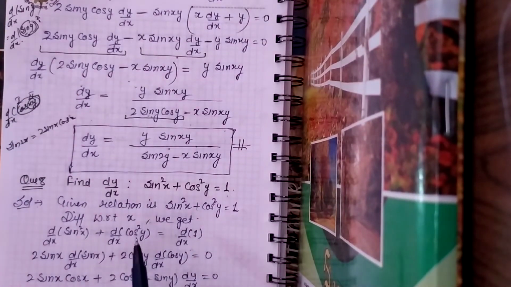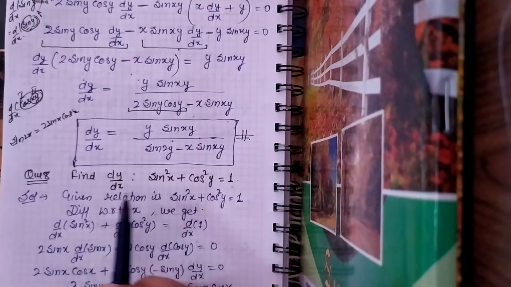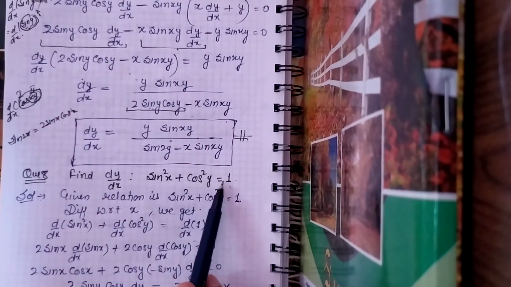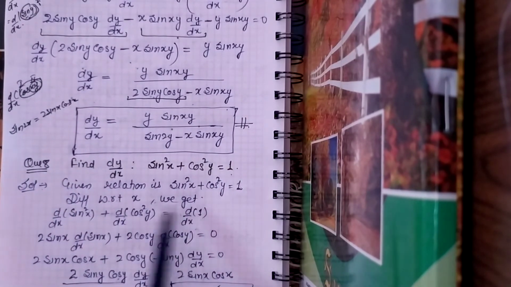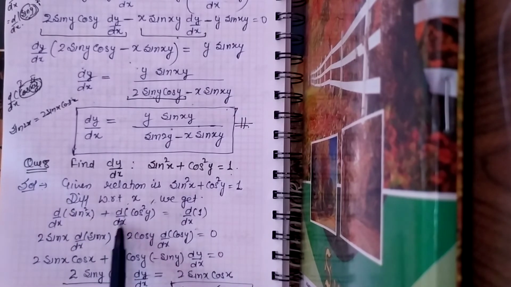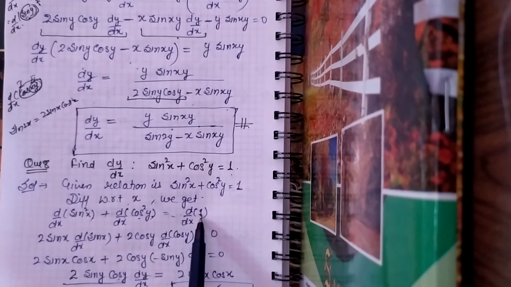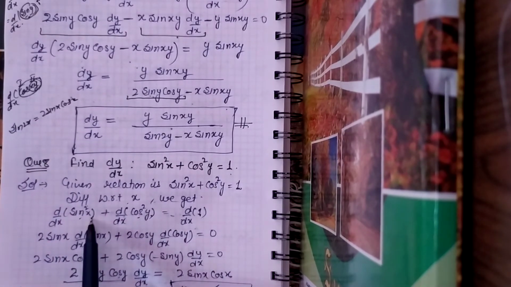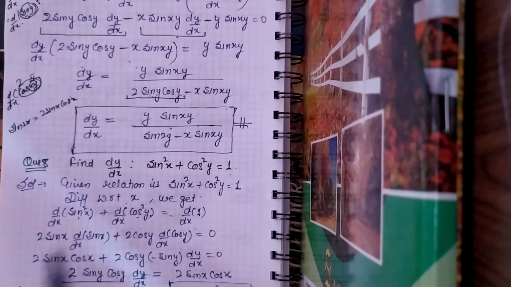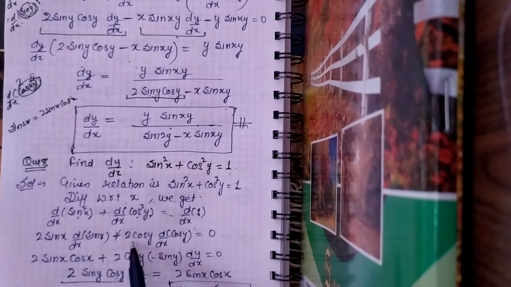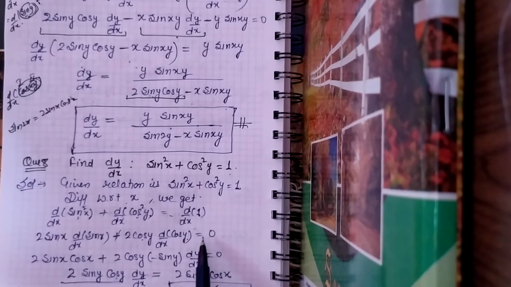So let us start the next question, the eighth question. Find dy by dx. The relation is sin square x plus cos square y is equal to 1. Now the first step is to differentiate with respect to x. We get derivative of sin square x plus derivative of cos square y is equal to derivative of 1. Now derivative of sin square x, using the formula of x raised to power n, that is 2 sin x into derivative of sin x, plus same here 2 cos y derivative of cos y, is equal to 0, since 1 is a constant and derivative of constant is 0.